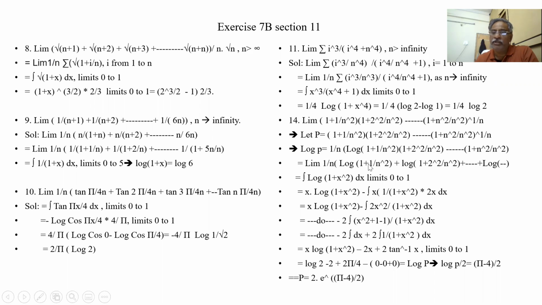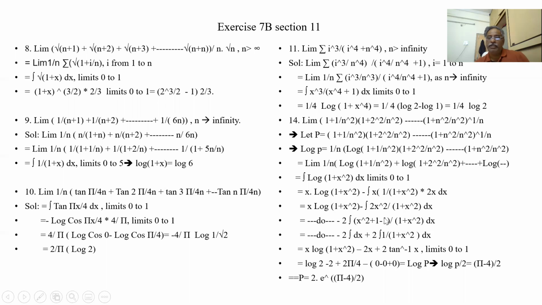Now this is in the form of what? 1 plus 1 square by n square, 1 plus 2 square by n square, up to 1 plus n square by n square. So i square by n square is nothing but x square. So log of 1 plus x square dx. Limits are 0 to 1 because it is n square by n square. This is not 4n square or 5n square, this is n square by n square. So 0 to 1 is the limit. We have to solve this.